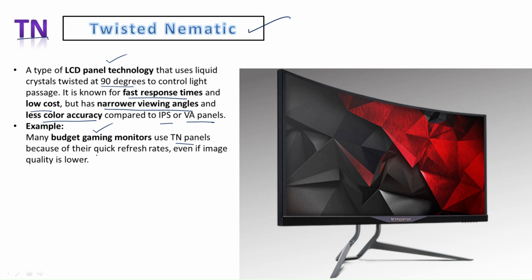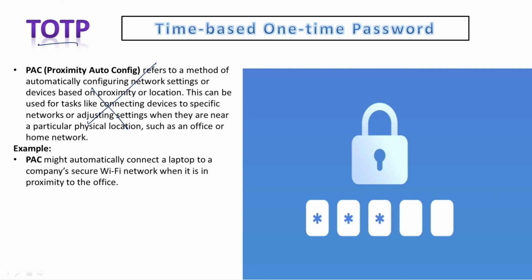TOTP, which is time-based one-time password. Again, this definition is not for TOTP. So TOTP is just like the PIN. It is a one-time based password that is sent for authentication, such as we already studied, when you log in into your bank account, you may receive a one-time password like this on your smartphone, which you then enter into the banking application to authenticate and log in.